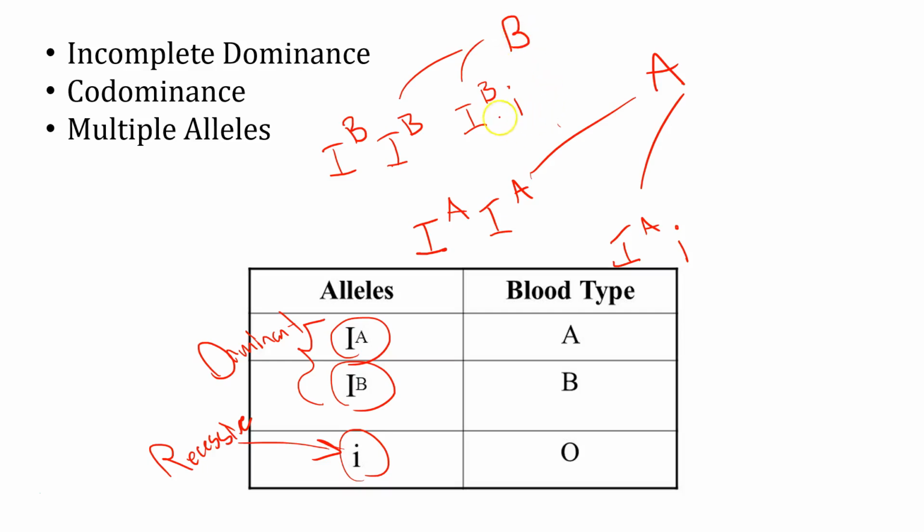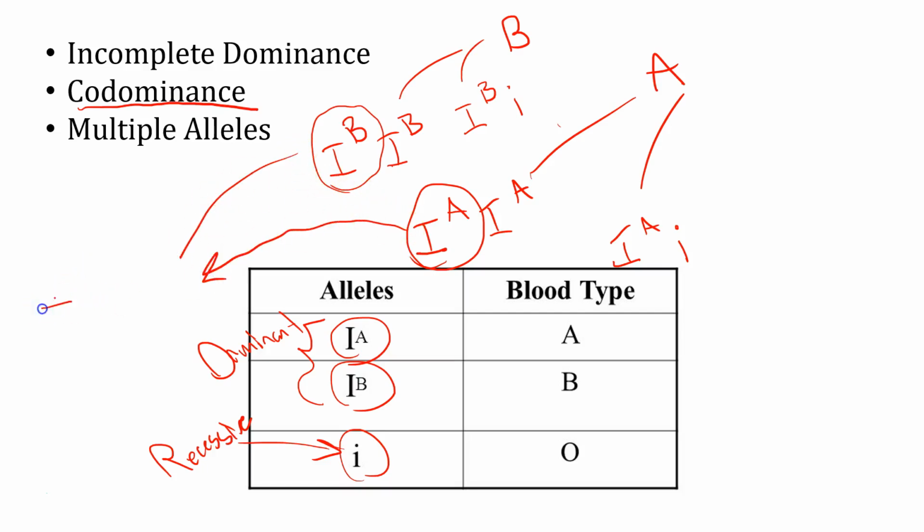Blood type is also a pretty interesting example of codominance, because if somebody inherited this dominant allele and this dominant allele, they inherited this one from one parent and this one from another parent, they would have IA IB, and their blood type would actually be AB. So both the dominant alleles, the IA and the IB, are being expressed, and that would make type AB blood. So there can be multiple alleles, and again, this is also an example of codominance.